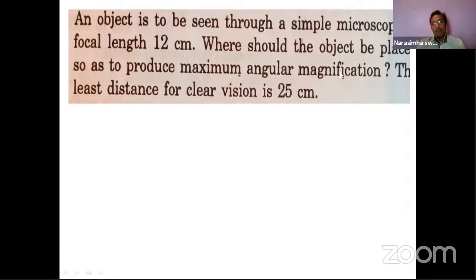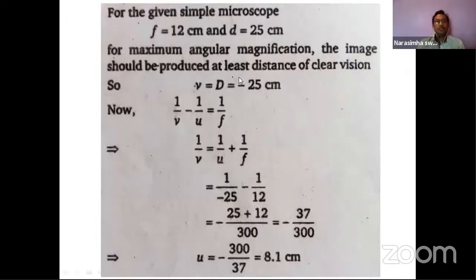And where should the object be placed so as to produce maximum angular magnification? For getting maximum magnification, where should the object be placed? Usually the lens is between the eye and the object. So for getting the maximum magnification, where the object should be placed is what is asked, right? So here is the solution.